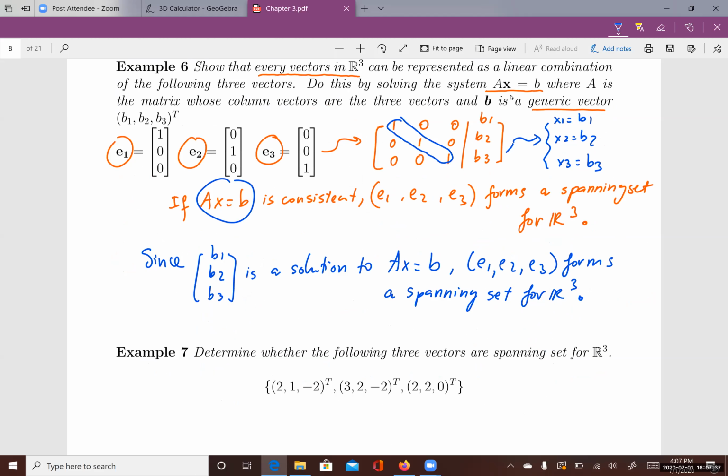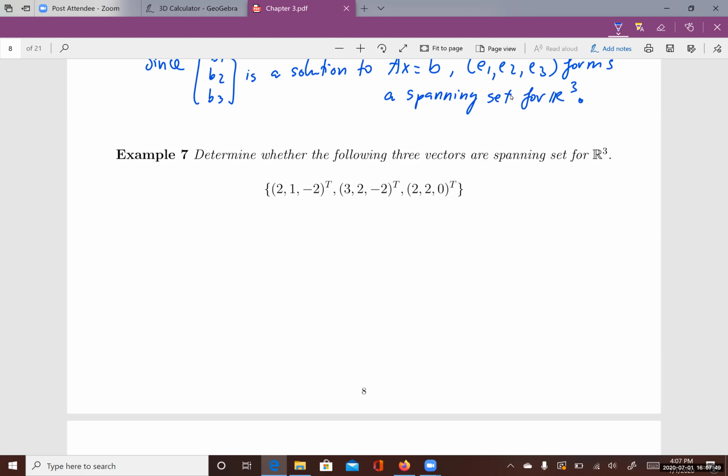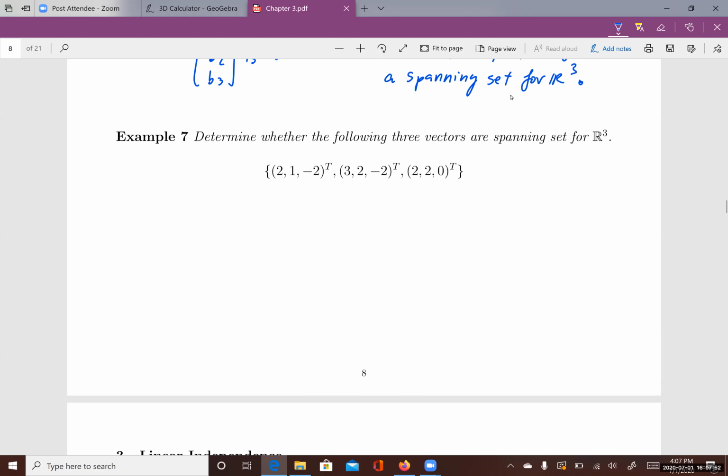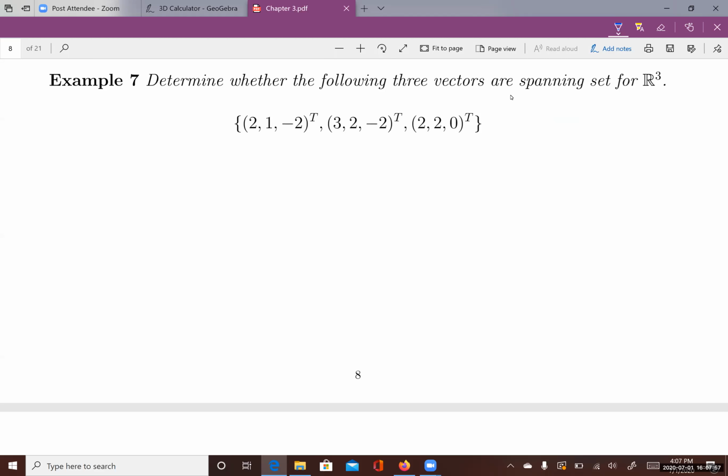So these are very basic vectors. E1, E2, E3 are actually the unit vectors of R3, and so it's easy to solve. How about when we look at the next set of vectors? This set is three vectors, 2, 1, negative 2 transpose, so just the column vectors, and you want to figure out whether this set of vectors forms a spanning set for R3. Again, we put it in a matrix.